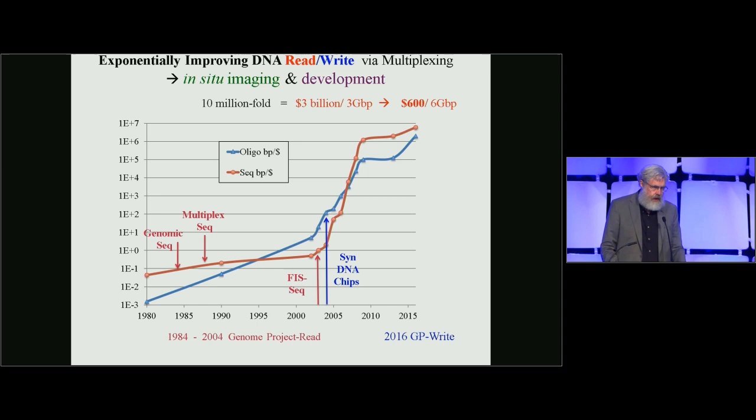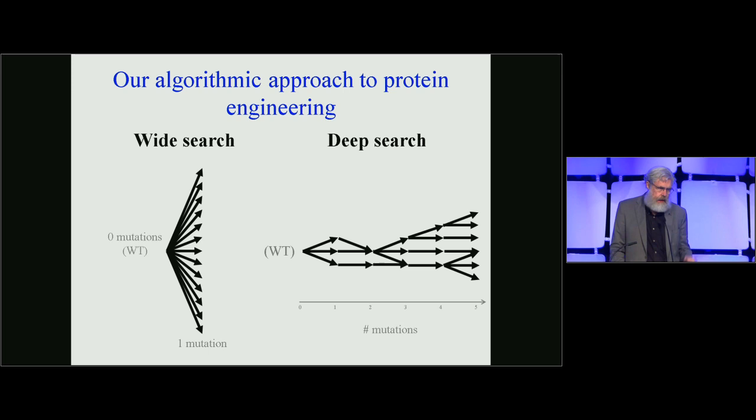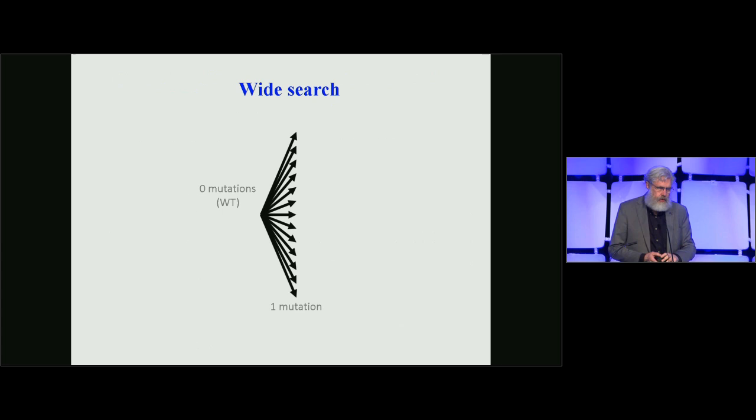And this is because of the exponentials, this is factors of 10 on the y-axis, we've had a 10 million-fold improvement due to this process of multiplexing. And so here we're applying it to a new, not just reading and writing DNA, but using it to evolve better vectors. We can do both a wide search where we essentially make every possible single mutation, but we can also do a deep search where we use that wide search to inform our progress and make more mutations than you could by any other mutagenic method.